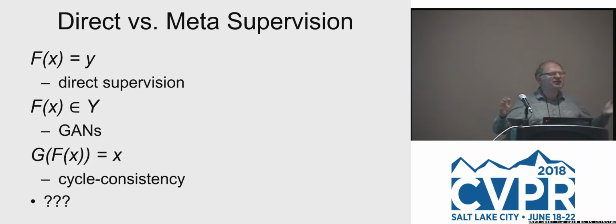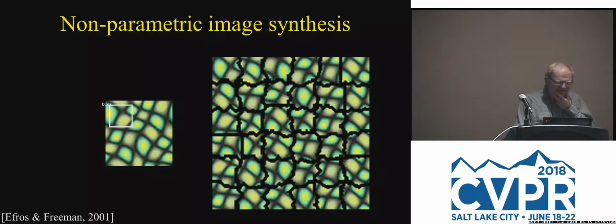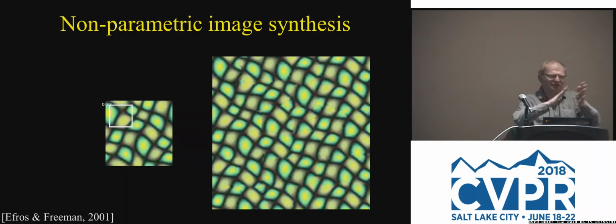Okay? And there's plenty of other types of meta supervision tasks that I think are possible, and I think it will be exciting to try to discover them. Okay? Number 4, GANs as compositional parametric data memorizer. So before most of you guys were born, back in the 90s, people generated images, and believe it or not, they actually looked pretty good. And the way we did it was very simple. We just picked pieces from the source and put them together and made sure that the boundaries were okay. And it looked okay.